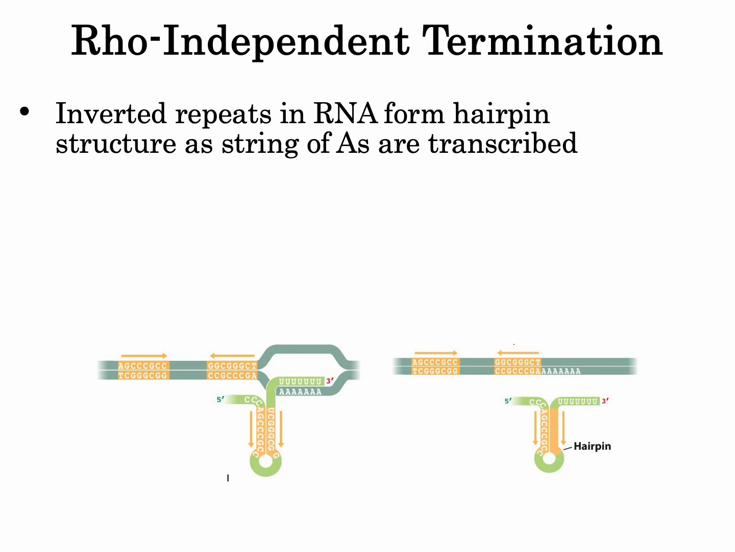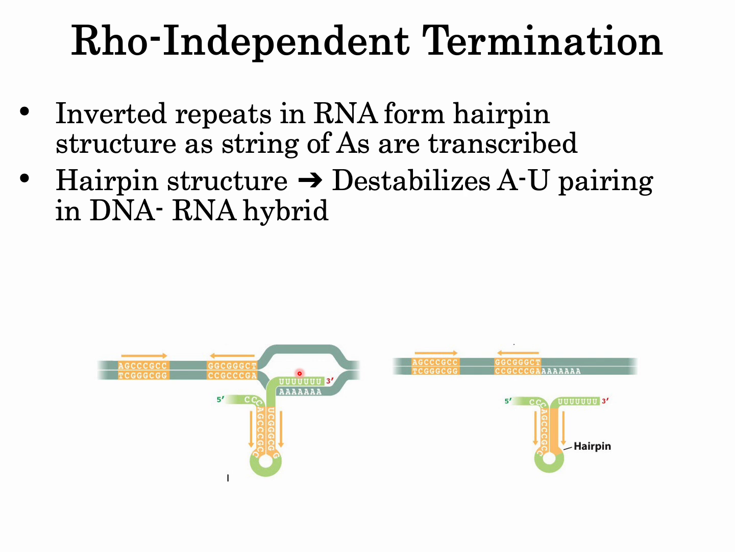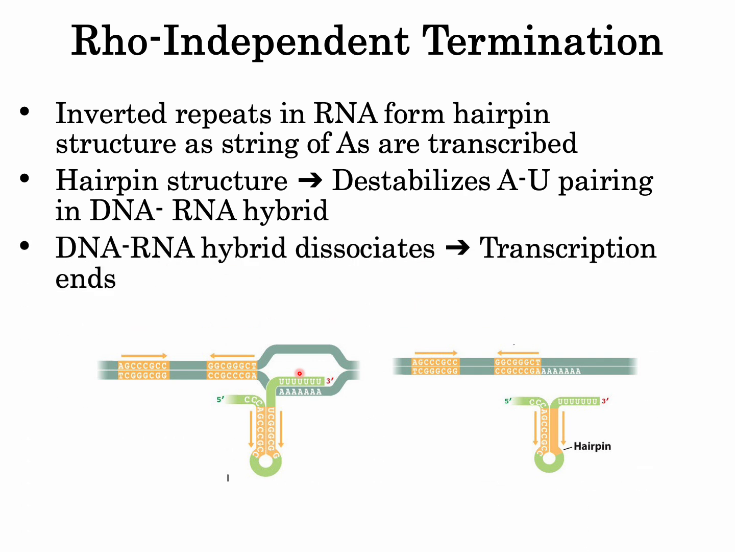As you can see, when the RNA transcript creates that hairpin structure, RNA polymerase will still synthesize RNA and create a stretch of U's, as this is your RNA-DNA hybrid, which has a stretch of U and A. The hairpin structure can destabilize this AU pairing in the DNA-RNA hybrid. Then the DNA-RNA hybrid will dissociate, which demarcates the end of the transcription.